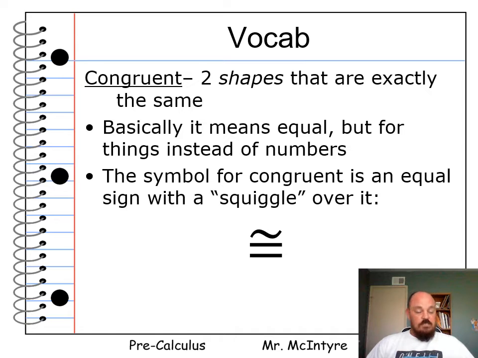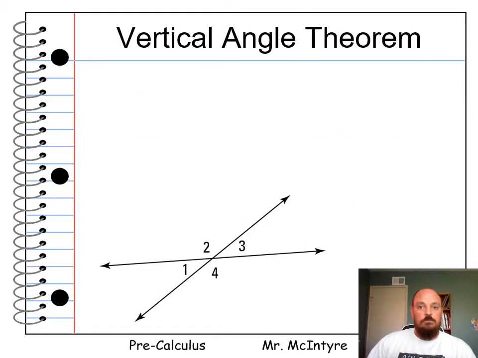Now the congruent symbol is very similar to the equal sign. In fact, it has an equal sign in it, but there's that extra little squiggle over the top. So this symbol right here, an equal sign with an extra little squiggle over it, is congruent to. So we're going to use that for our rule.